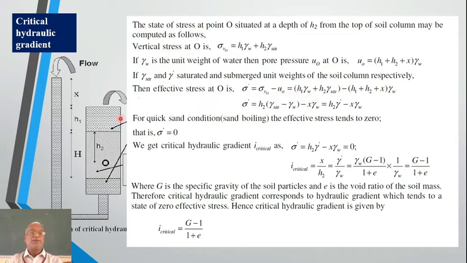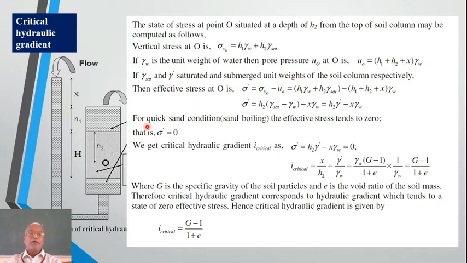Sigma V0 is, you can just see here, H1 gamma W plus H2 into gamma saturated, minus the upward thrust because of this pore water pressure, H1 plus H2 plus X into gamma W. If you simplify this, we get effective pressure sigma dashed, which will be simply equal to H2 into bracket gamma saturated minus gamma W, minus X gamma W also, which is equal to H2 into this particular term, gamma saturated minus gamma W is gamma dashed, minus X into gamma W.